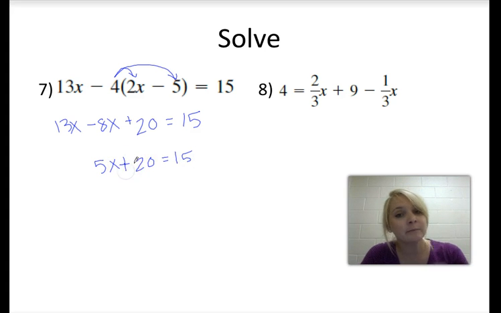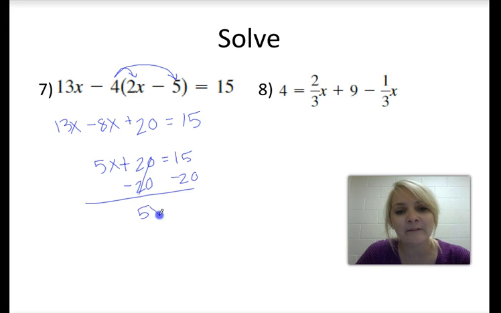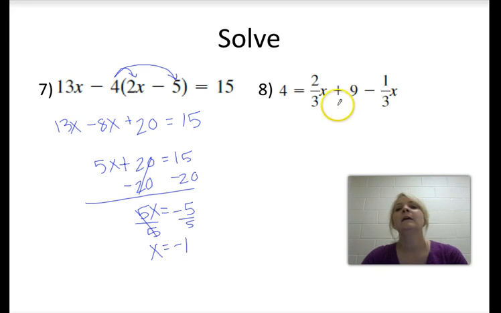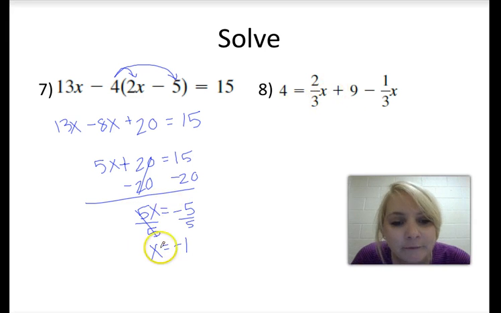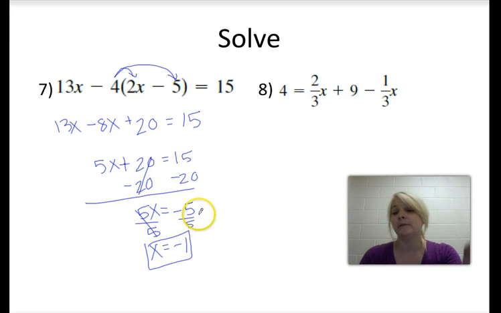And now we have a two-step linear equation. So once again, we're going to subtract 20 from both sides. So we will get 5x equals -5, and we'll divide both sides by 5. So we will get x equals -1. And once again, to check it, we can substitute back in.